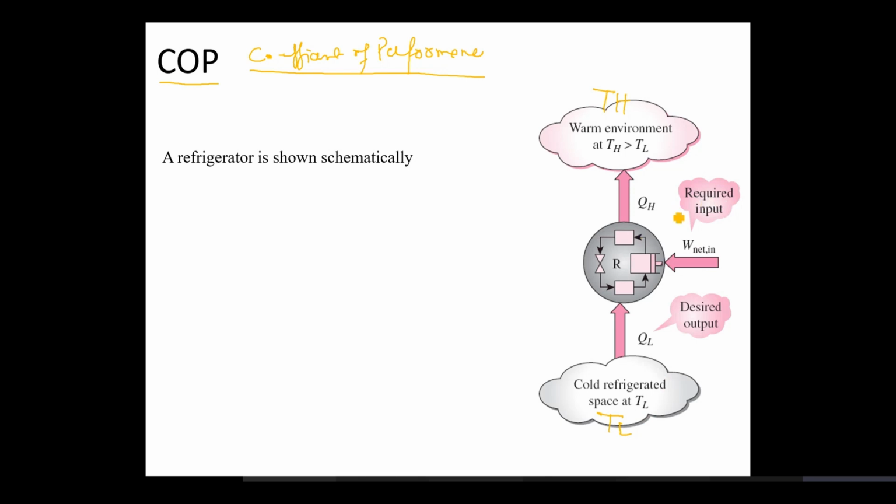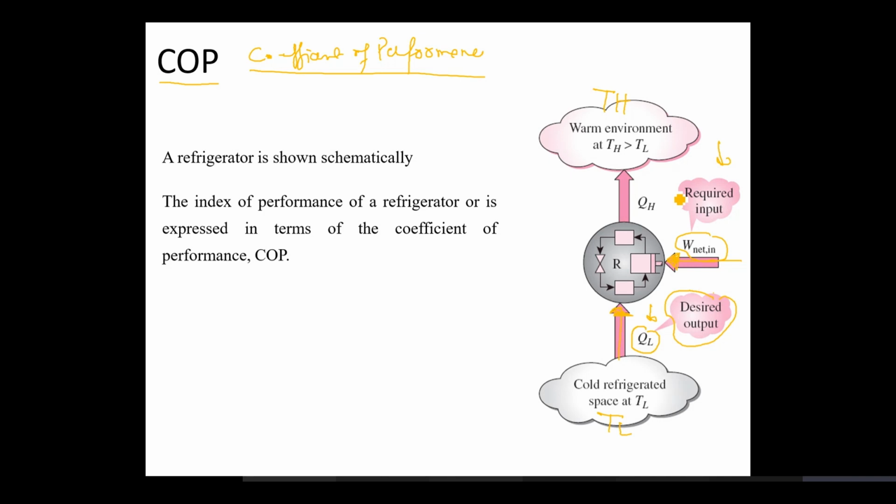What is required out of a refrigerator? What do you want out of a refrigerator? You want it to cool down the refrigerator space. So your desired output QL is coolness, or extracting QL out of the refrigerator space, taking out the heat from the refrigerator. This is your desired output. And in order to achieve the desired output, you have to do work on the compressor. This is work net input into the compressor. This is the required input. If you don't have a compressor, the refrigerator would not work. So you define the index of performance as coefficient of performance, which is desired output over required input.